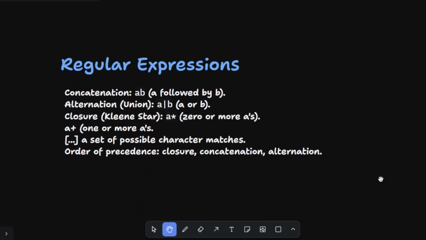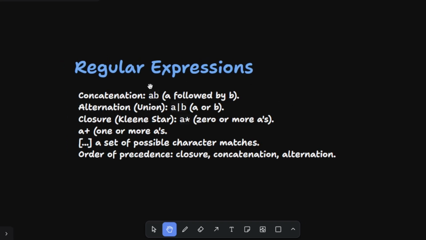Regular expressions, I learned about them in my Linux class, but they're made up of concatenation, which is just combining, like A followed by B, A B. Alternation, which would be union, A or B, which is just a vertical line. Closure, which is also called the Kleene star. This is just A star, which is 0 or more of the A, and then A plus is 1 or more A's.